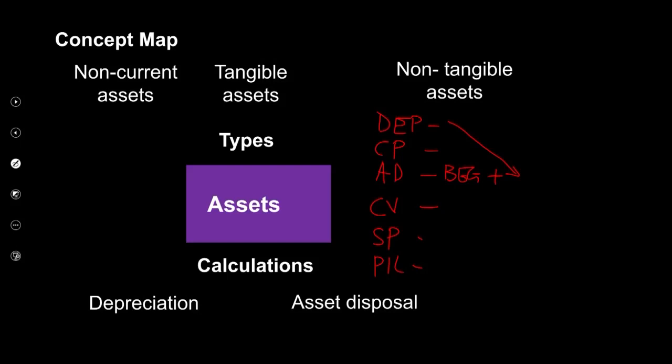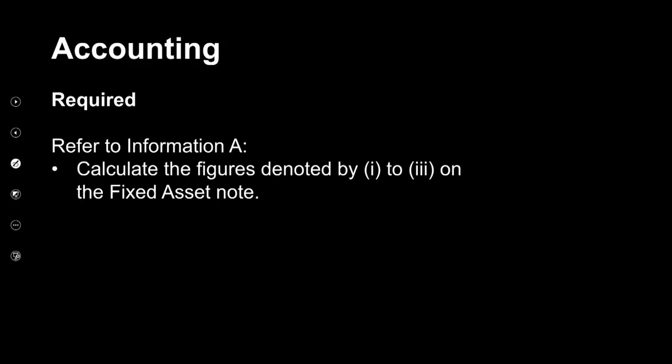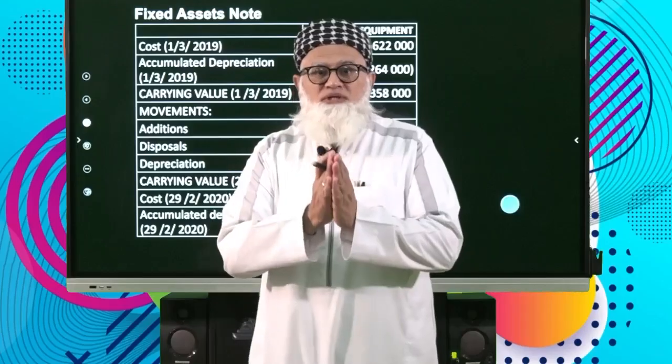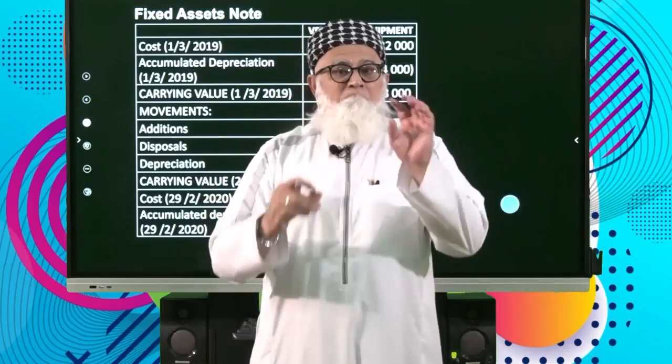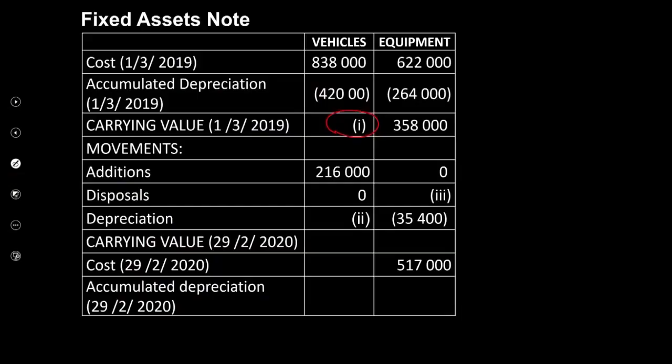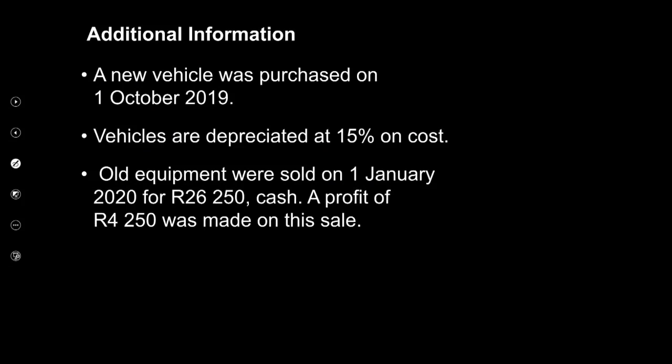Okay, let's go right into this question here where we are asked to complete the fixed assets note, and the first one that we can see is we have a missing figure here for the carrying value at the beginning of the financial year for our vehicles. Right, how do we calculate the carrying value? Always remember, cost price minus accumulated depreciation. Let's do that. So here we go.